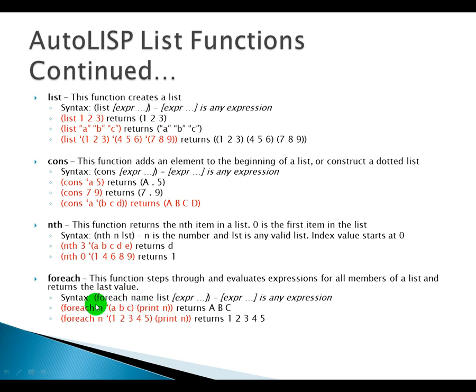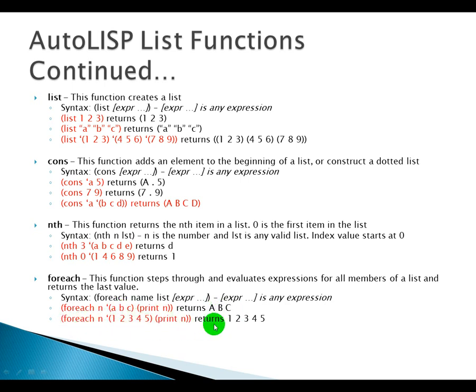So in every iteration of the list, we print the element in the list. In this case, the first iteration, it prints the A. Second iteration, it prints the B, and so on.